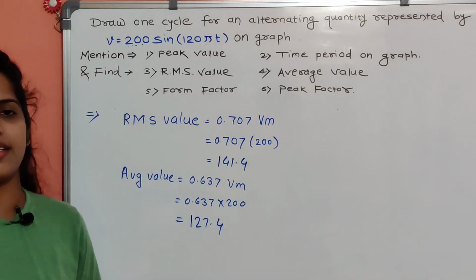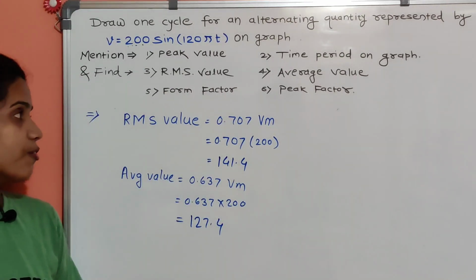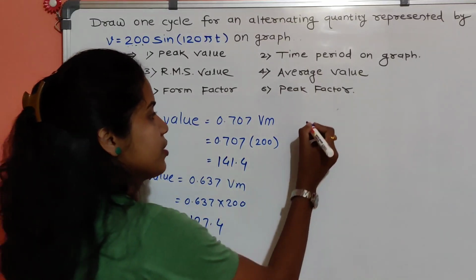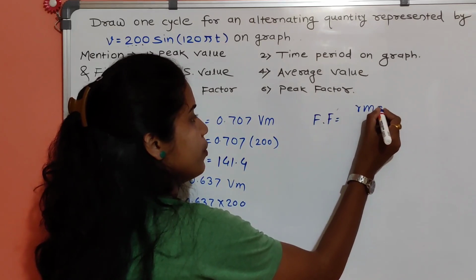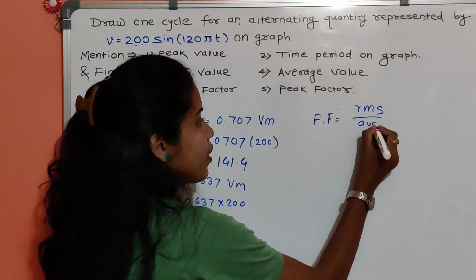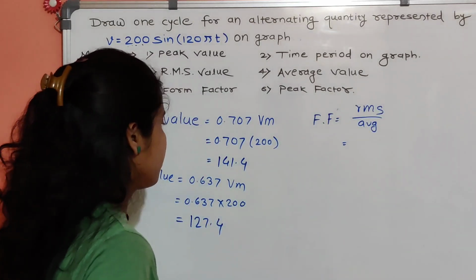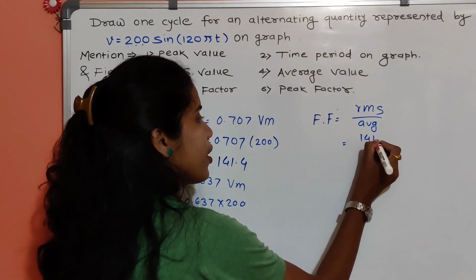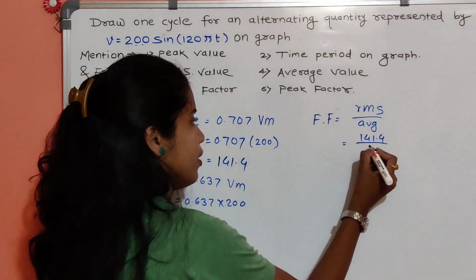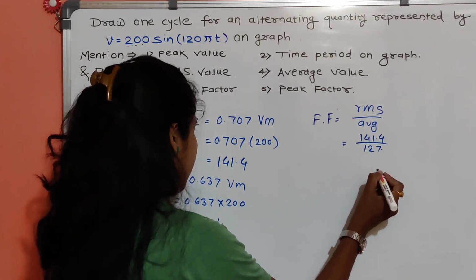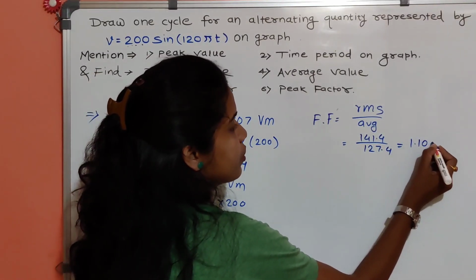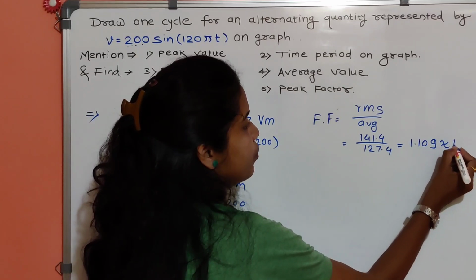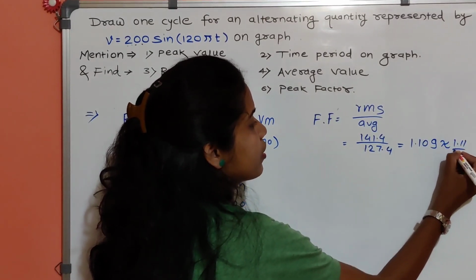Next is form factor. Form factor is the ratio of RMS to average. Form factor = RMS value upon average value. RMS value 141.4 divided by 127.4 is equal to 1.109, nearly equal to 1.11.